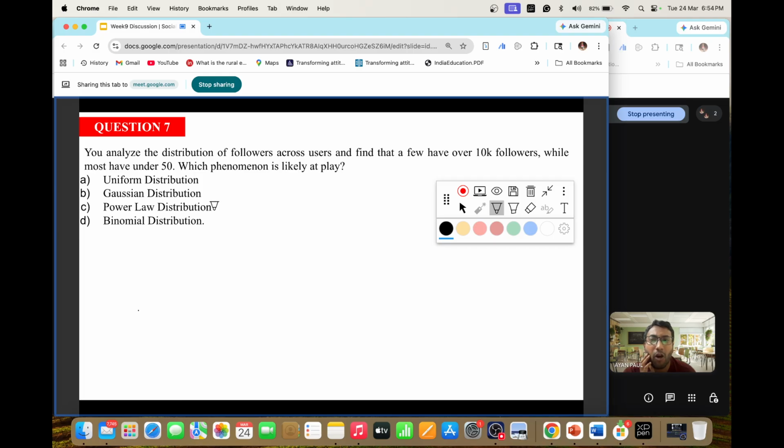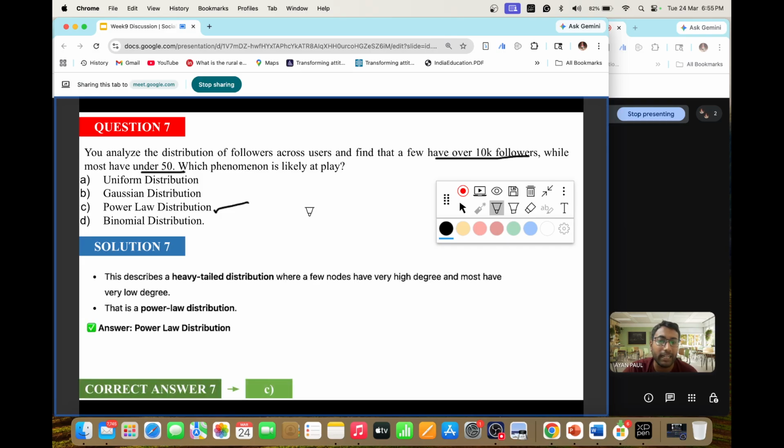So power law distribution is followed in the case of this Friendbook network. Because it is a social media network, you can see most have very low degree, most have very few friends or followers, and very few have very many followers, like very few have more than 10,000 followers, and most have under 50 followers. So it follows the power law distribution. Option C is the correct answer.